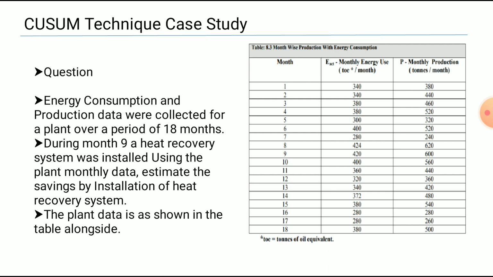In that, they have given plant data: the first column is month, the second column is E actual, that is monthly energy consumption in TOE. TOE means ton of oil equivalent, and the third column is monthly production in tons. For example, I will read the first month: the E actual, that is monthly energy usage, is 340 and the monthly production is 380.